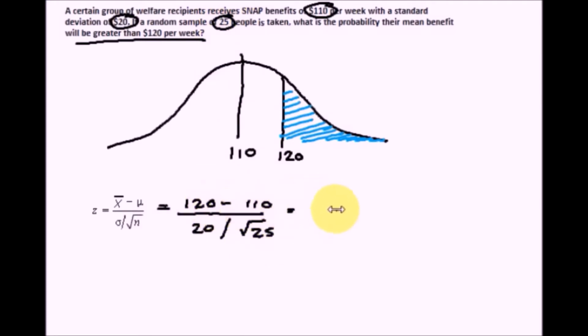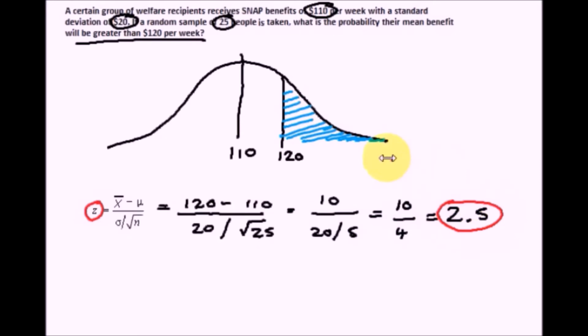Well, 120 minus 110 is 10. And then we've got 20 divided by the square root of 25, which is 5. 10 divided by 4... 2.5. So my z-score is 2.5. So this boundary right here has a z-score of 2.5.